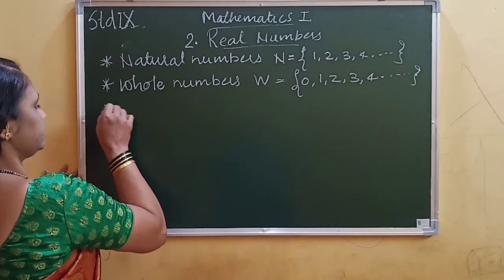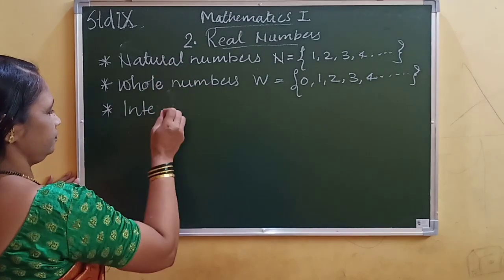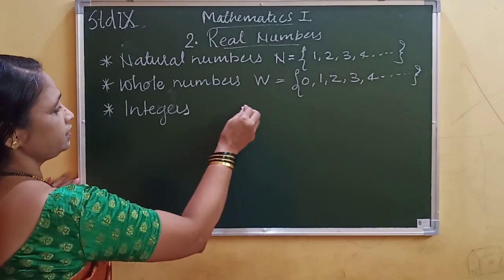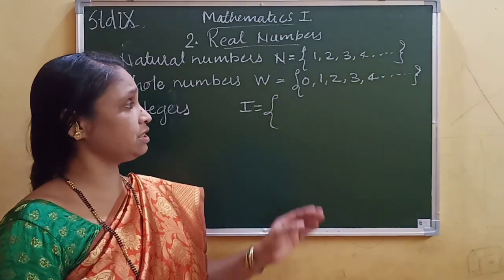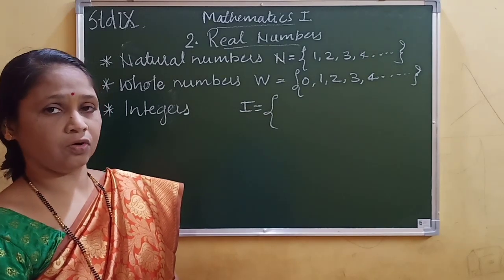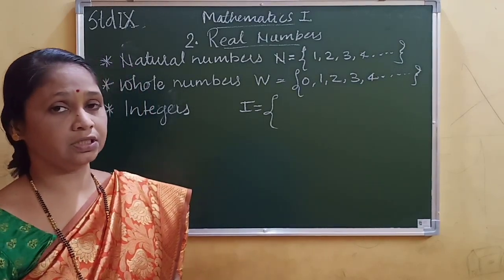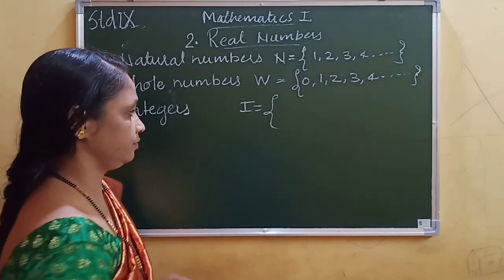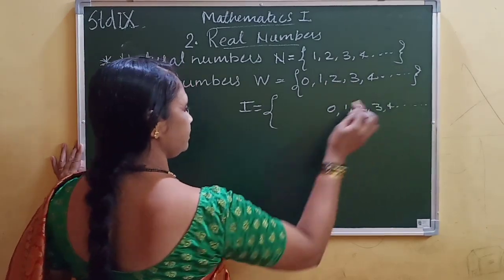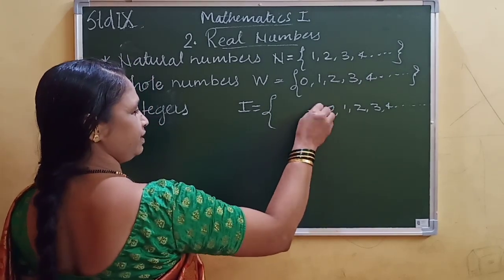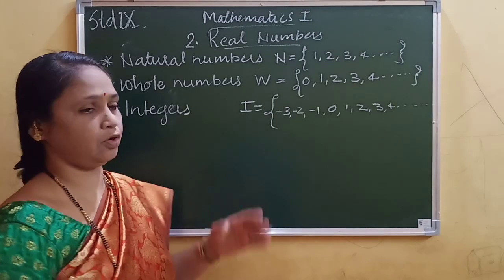Next type of numbers is integers. Integers you have also studied. Integers are denoted by the letter I. In the series of whole numbers, if the opposites of them are included, then we get the series of integers. So 0 and so on, and the opposites: -1, -2, -3. This is the set of integers.